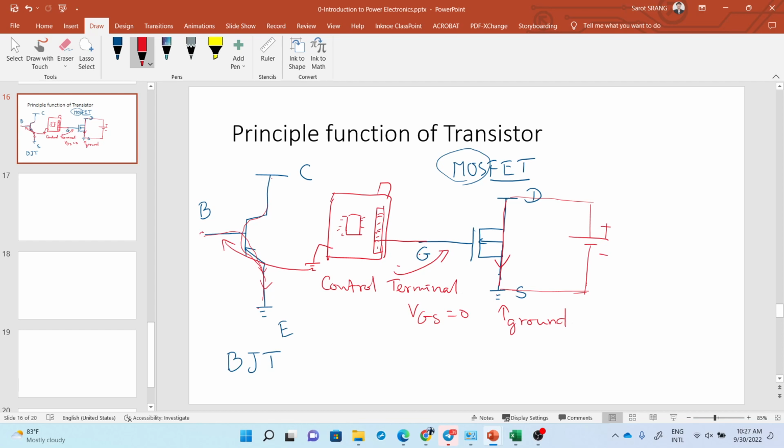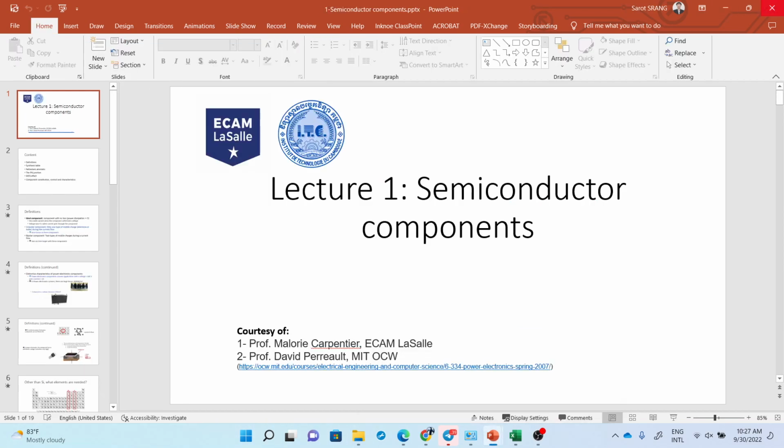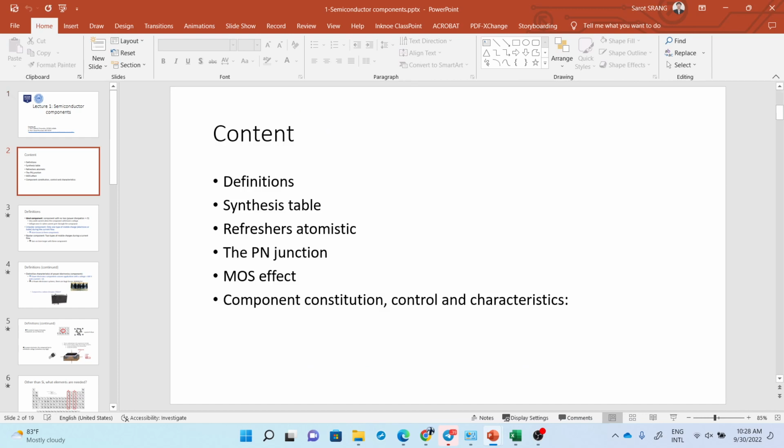Okay, so the next part is about the material that can be used to make the transistor. I'm going to show the next slide, the next file. This lecture is about semiconductor components, about the material that is used to make a transistor. Here are the contents, there are around 7 points. Yeah, 6 points.